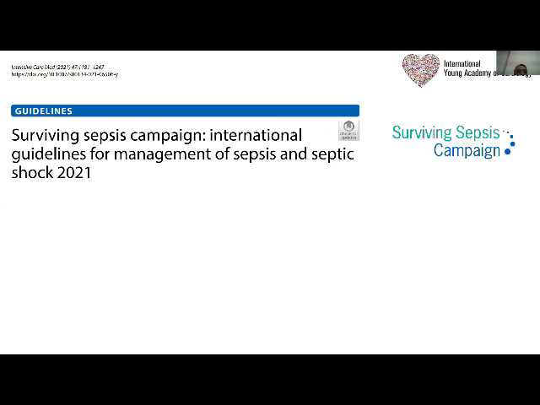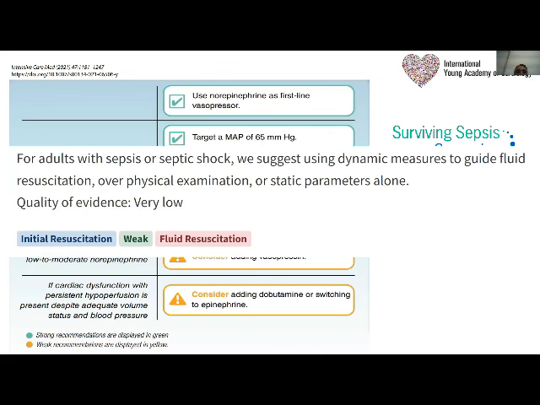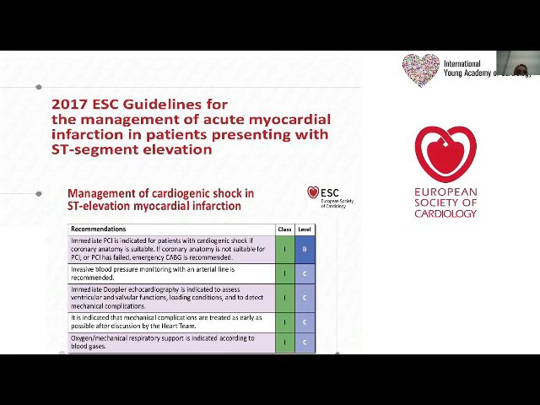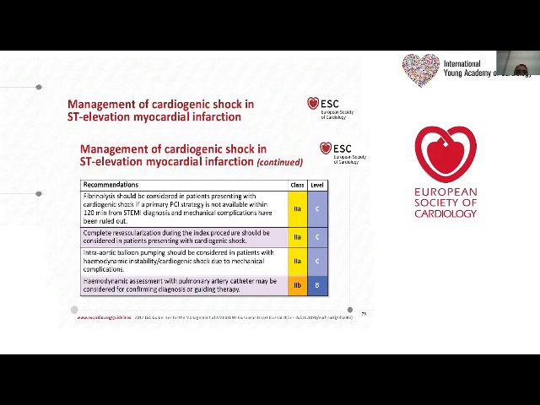From the Surviving Sepsis Campaign 2021 guidelines for sepsis and septic shock, they also recommend invasive monitoring of the arterial blood pressure, although it's a weak recommendation. They recommend using dynamic measurements over static measurements to assess fluid status. In the 2017 European Society of Cardiology guidelines for STEMI, they give a class 1C for invasive blood pressure monitoring using the arterial line, and a 2B for using the pulmonary artery catheter.